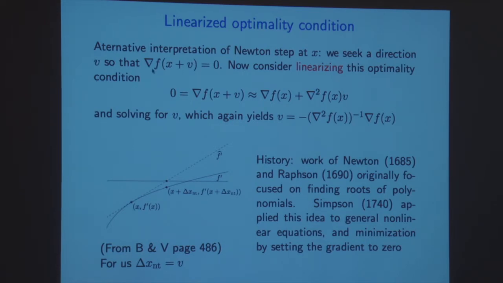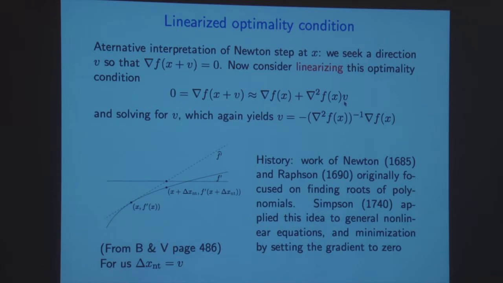Think of x as fixed. That's where we are. We want to find v to make this true. This is going to be a nonlinear equation in v. So we could come up with a linear approximation to this gradient, which is given by a first-order Taylor expansion on the gradient. And what does that look like? That's the gradient of f at x plus the Hessian of f at x times v.